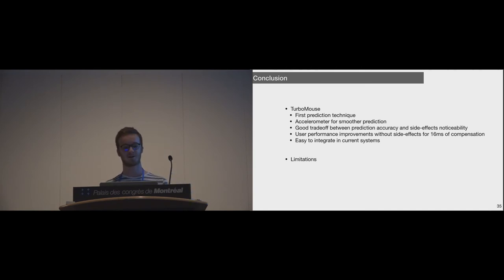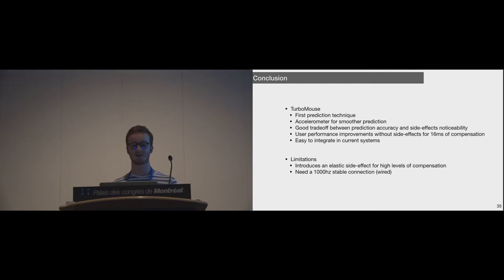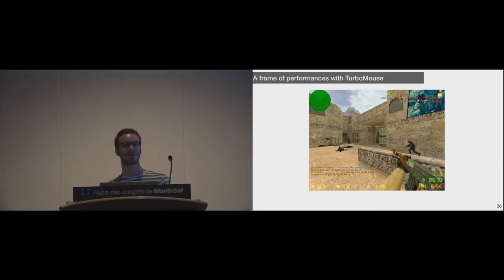About limitations, Turbo Mouse introduces an elastic effect for higher compensations. It also needs a stable connection at 1000 Hz, which is still only possible when the mouse is wired. 60 milliseconds of compensation is not nothing. At 60 Hz, it's a complete frame.